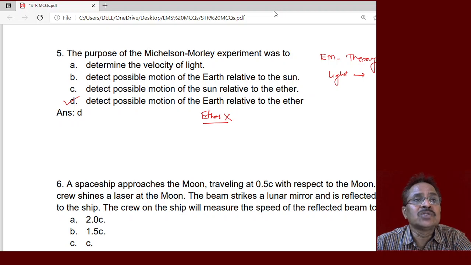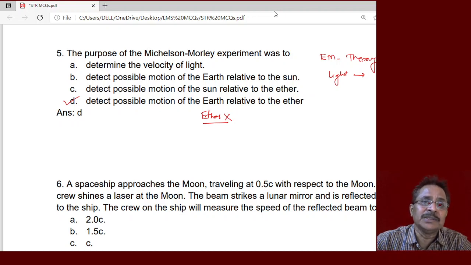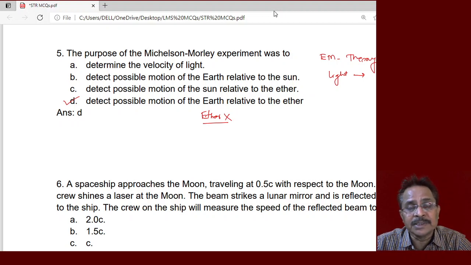So the existence of ether was discarded by the negative result of this experiment, and that led Einstein to put forward his second postulate of relativity: that the velocity of light is constant for all observers. For this Michelson-Morley experiment, its construction, design, working, outcome and result, everything is important. What is more important is that it discarded the existence of ether.